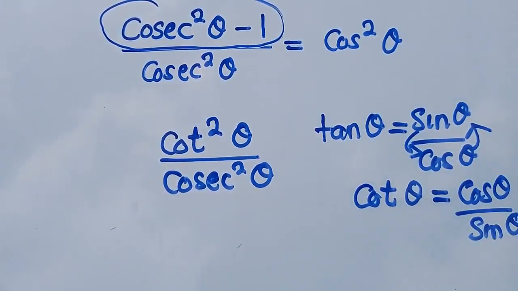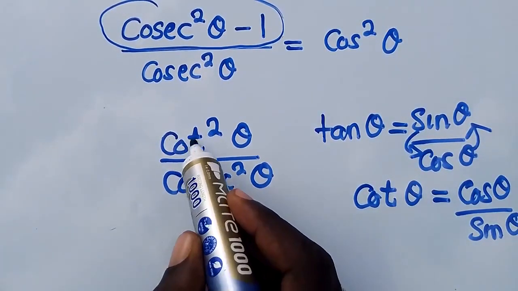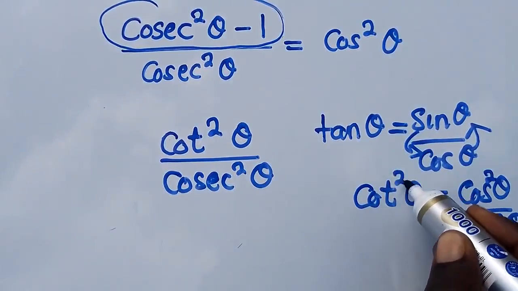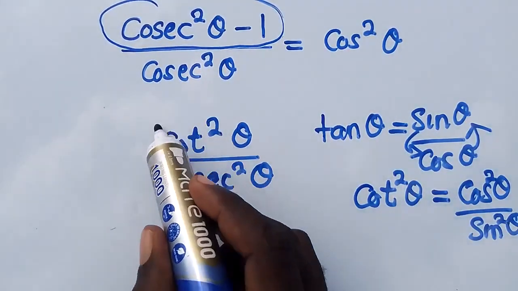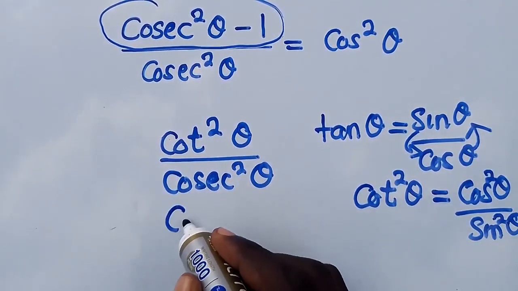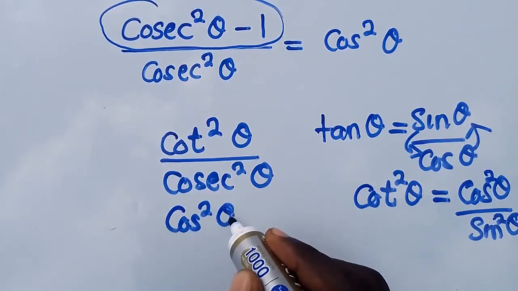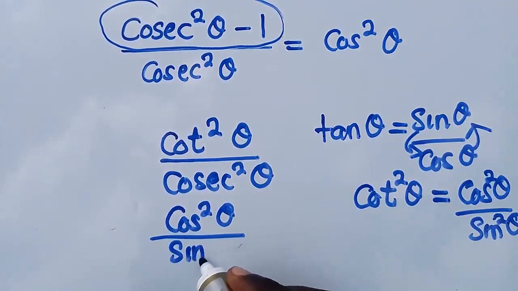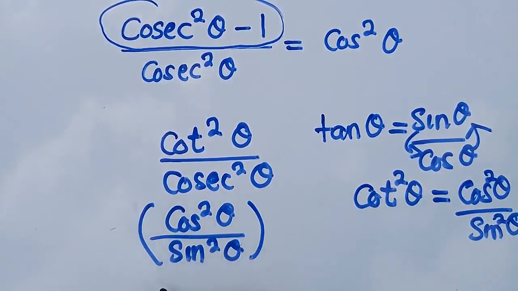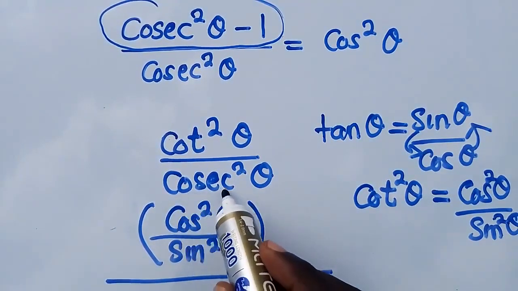It means where there is cot squared, we are going to introduce squared here, so there is a squared there. This is what we are going to put there. So we've got cos squared theta over sine squared theta. Then I say over cosec squared theta.